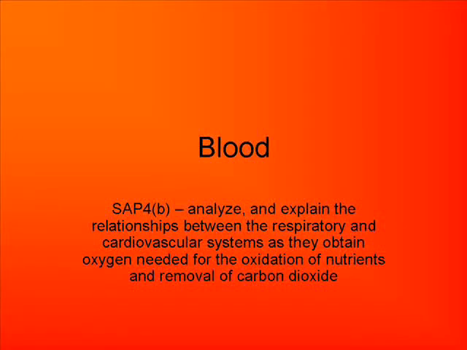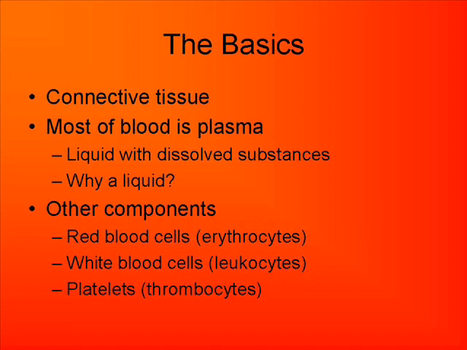Okay, this lecture is going to cover the topic of blood. So blood is considered to be a connective tissue. If you think about it, that makes sense, right? Because blood is circulating throughout your body, so it's connecting all the different systems, organs, everything else in your body to each other. Now, most of blood is plasma.